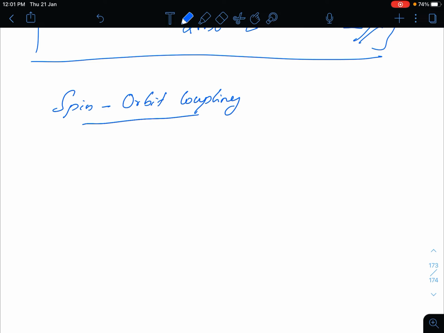Here, for the sake of simplicity, we will be considering the electron is moving around the nucleus, that is a proton, in a circular orbit, okay, which is not the exact case, but still for the sake of simplicity we consider like that. Now in the electron's frame of reference, the nucleus is moving around it in a circular path. Is it clear? Good.